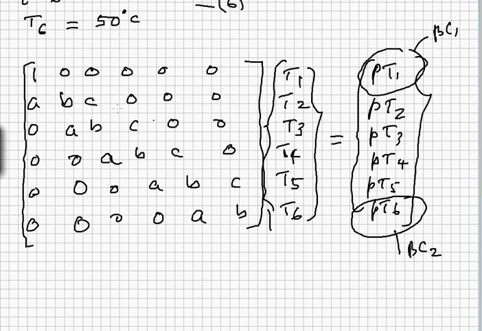Why? Because let's look at the first equation. I take the first row and multiply by this. Remember, matrix multiplication operates this way, right? Everything is 0 except T1. So what I got is T1 is PT1, which is equation number 1. The second equation is A times T1, B times T2, C times T3 is equal to PT2, which is my second equation. The third equation is A times T2, B times T3, C times T4 is PT3, which is my third equation, and so on. So we basically put this 6 equation, 6 unknown problem into a matrix problem.